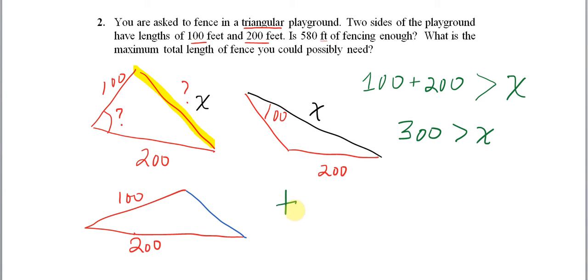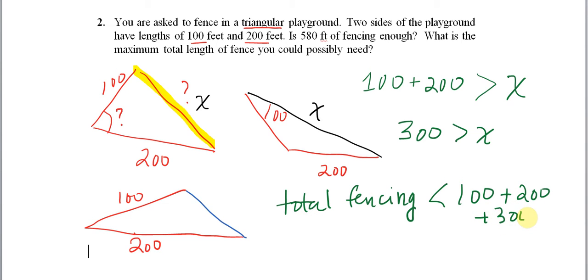So that means the total fencing is no more than 100 plus 200 plus 300. Okay. So the total fencing must be less than 600. So actually 580 may not be enough. It could be enough, but it's not guaranteed to be enough, because if you open up the triangle with 100 and 200 to be very wide, if this angle is very, very obtuse and very large, then you might not have enough fencing to cover all of it. So the answer here is no.